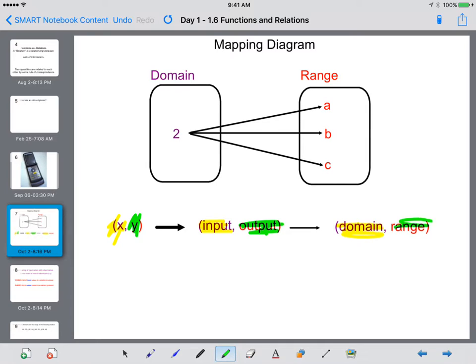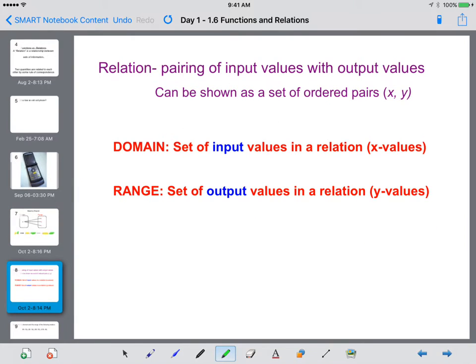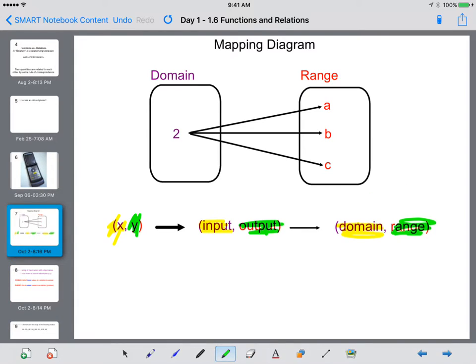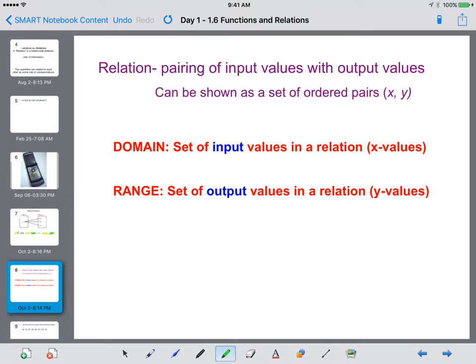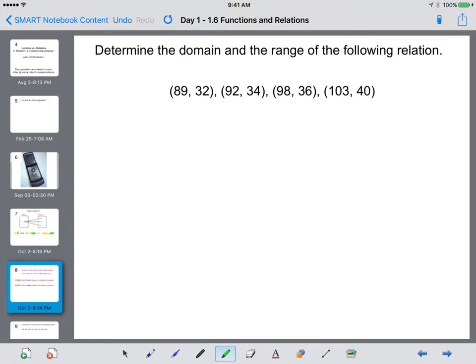So X is input, domain. Y is output, range. So X, input, domain, those correlate with one another. Y, output, range, those are interchangeable as well. Relation: pairing of input values with output values. It can be shown as a set of ordered pairs, as a mapping diagram, or a graph, which we'll get into by the end of the video.